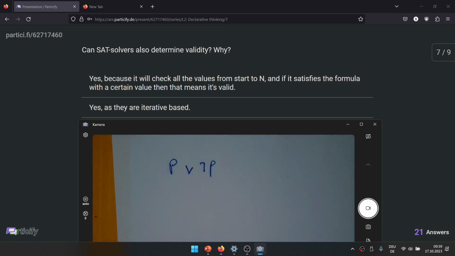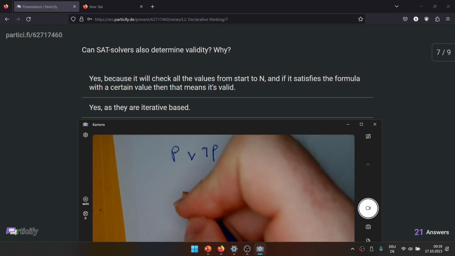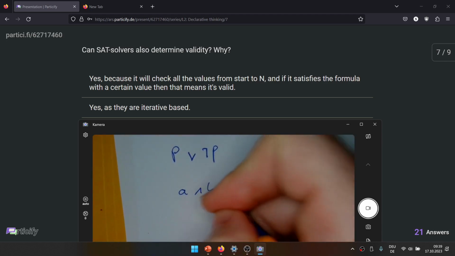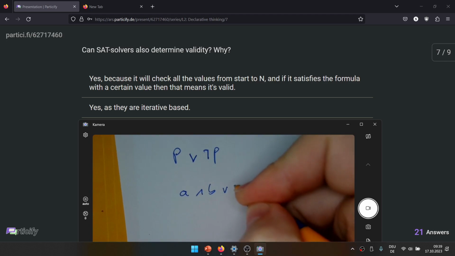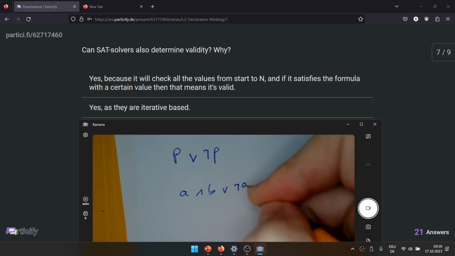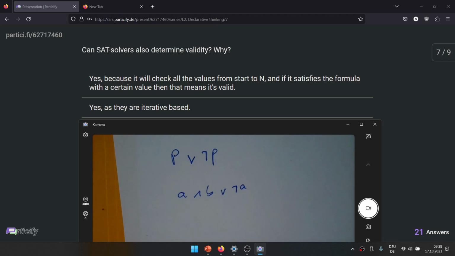So let's try another formula: A and B, or, I don't know, not A. Is this a valid formula? No. How do we know that it's not valid? Sorry? It depends on the value. Okay, so how do we know that it's not valid?